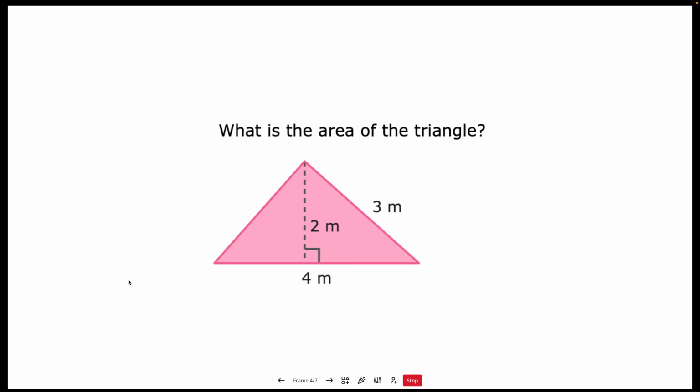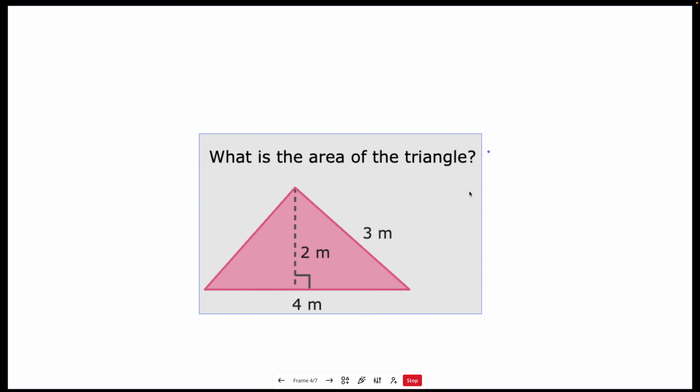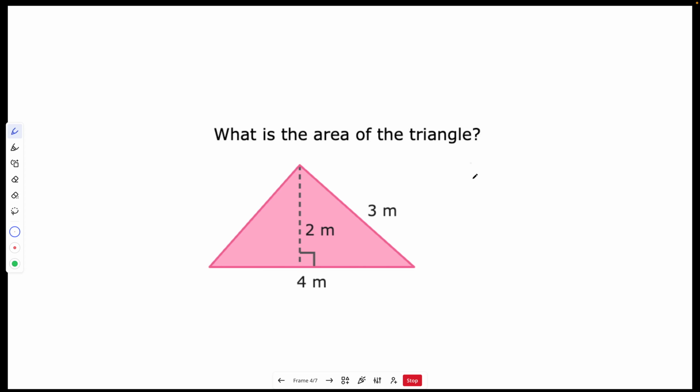New lesson starts now. So it says, what is the area of the triangle? It gives you a couple of numbers. So the formula for any area of a triangle is area is equal to 1/2 times the base b times the height h.